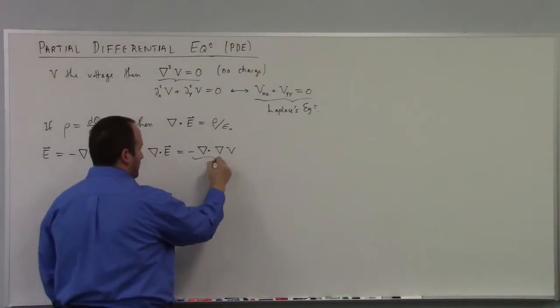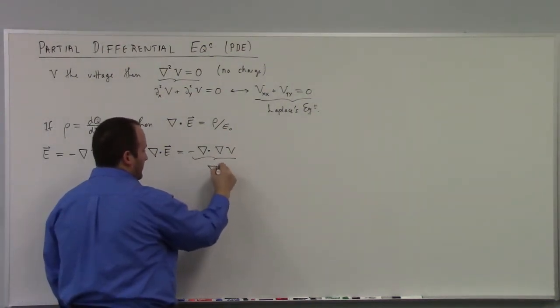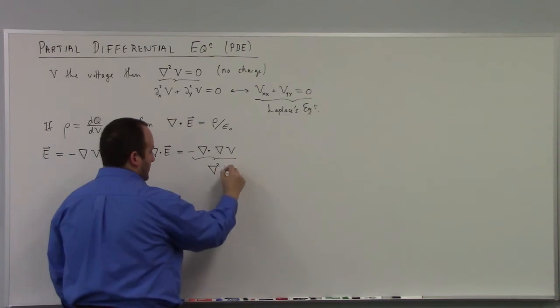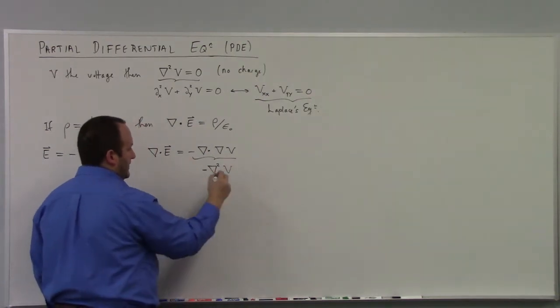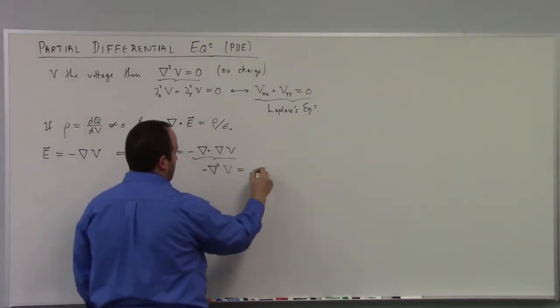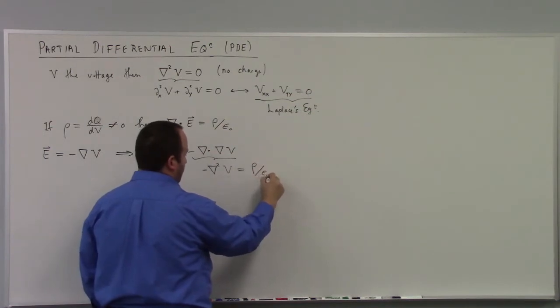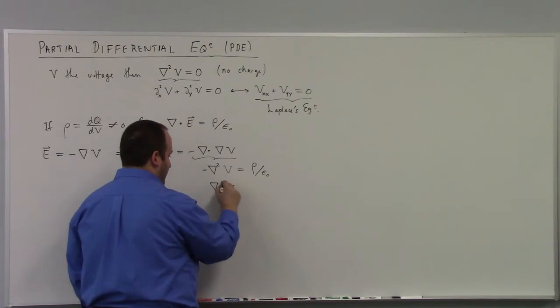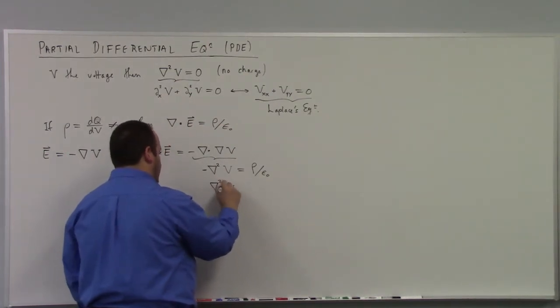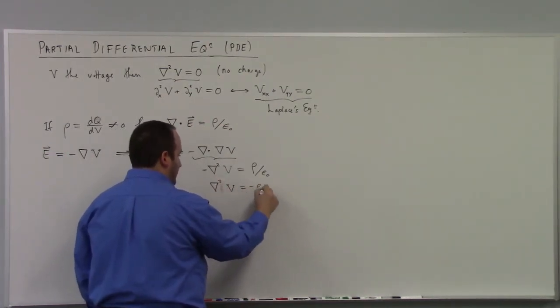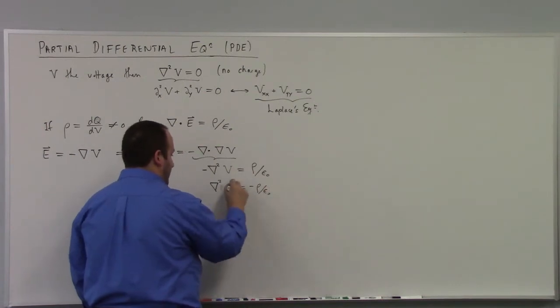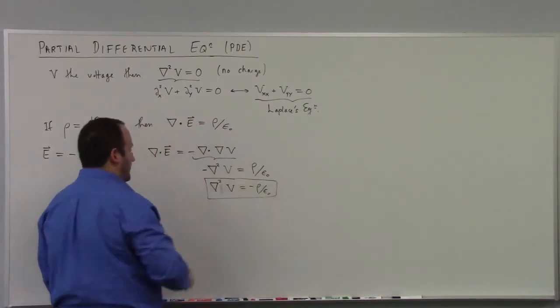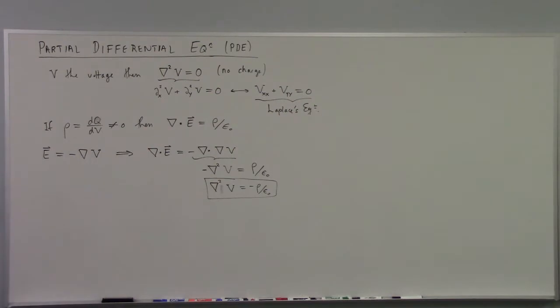Now the notation for that is the Laplacian, and there's a minus. And on the other hand, that's equal to the charge density divided by epsilon naught. So there you go. This is what's called Poisson's equation, which states that the Laplacian of the voltage function is equal to minus the charge density divided by epsilon naught. So this is the differential equation that you have to solve in the presence of charge. If you've got charges around, you need to solve this. This is called Poisson's equation.